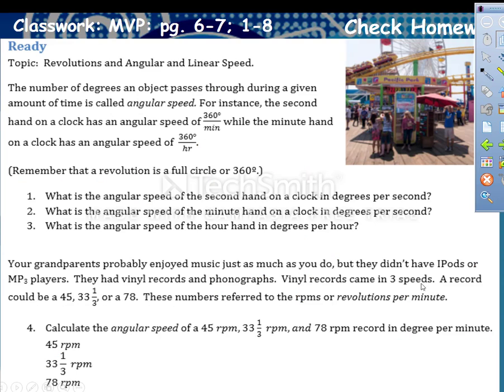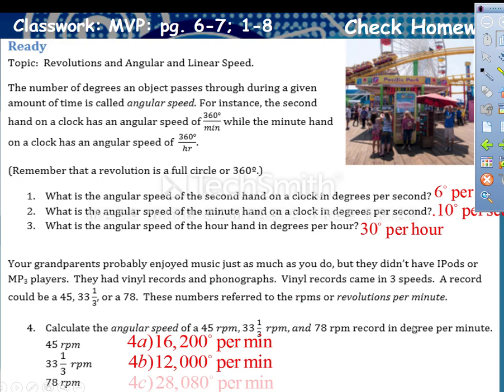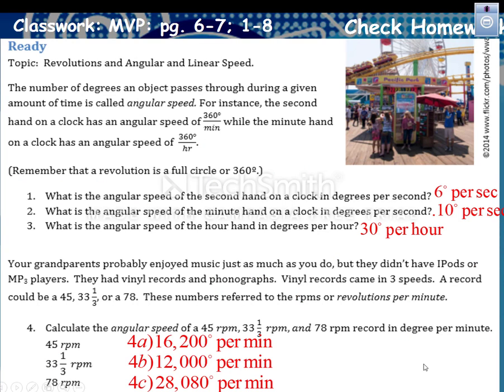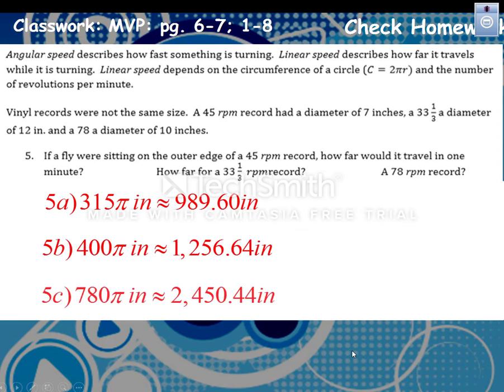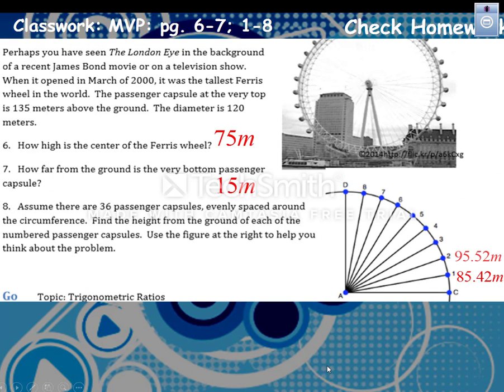All right, moving on. Here's the answers for the previous night's homework. You guys can pause and check that out at your own pace here.